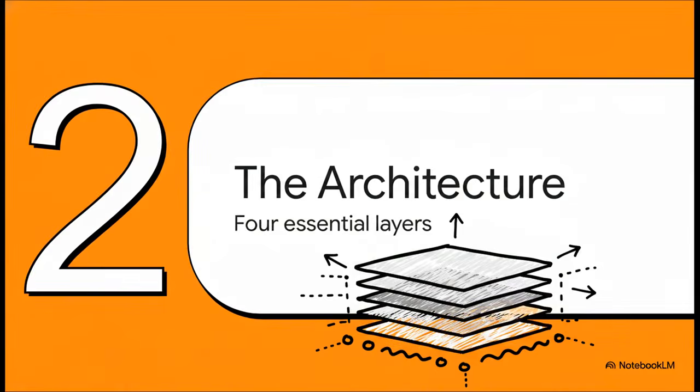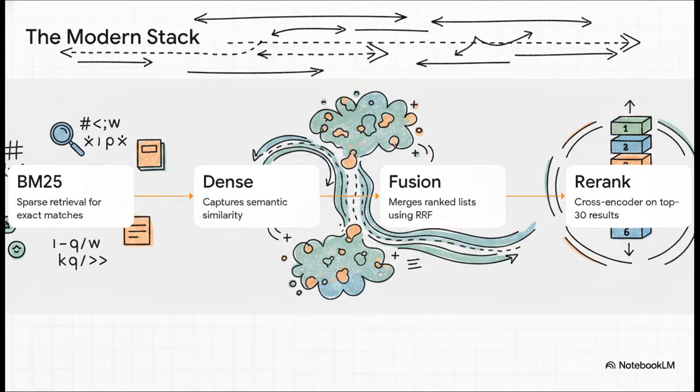Section 2. The 4-layer architecture. All right, let's build this out. Here are the 4 key layers of the modern pipeline. Step 1, sparse retrieval. Step 2, dense retrieval. Step 3, fusion. And step 4, the cross-encoder re-rank. If you're building a search system, you're essentially picking the layers you need from the stack. So let's break down exactly what's happening in each of these steps.